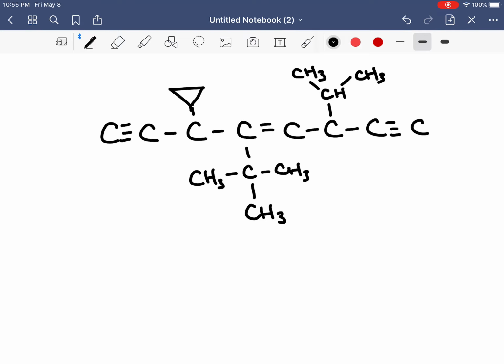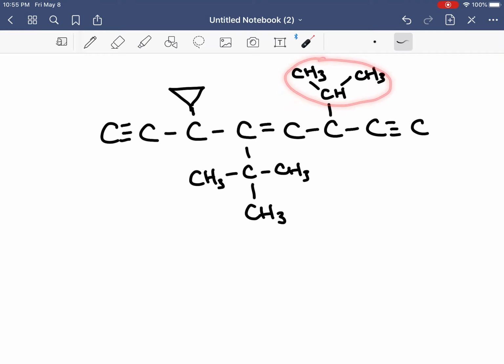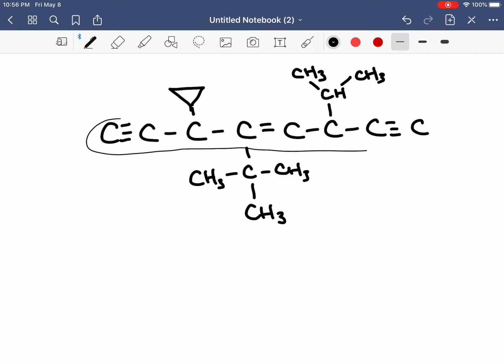Alright. There's a couple of problems here. Not big problems, okay, little problems. We know that this is a T-butyl. We know this is an isopropyl, and we know that this is a cyclopropyl. We know that this is your longest carbon-carbon chain that consists of double bond and triple bond. But we have a dilemma here. Should I go left to right or right to left?